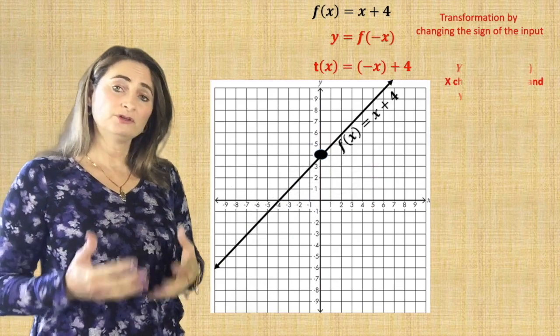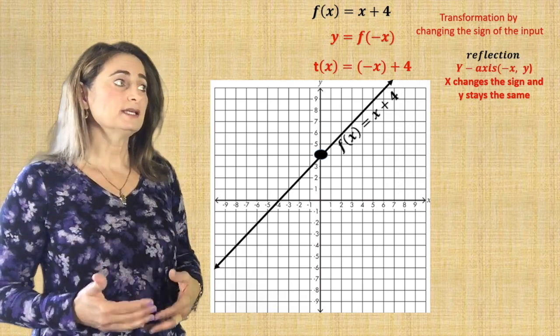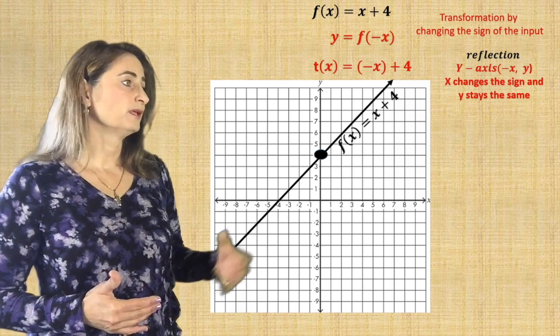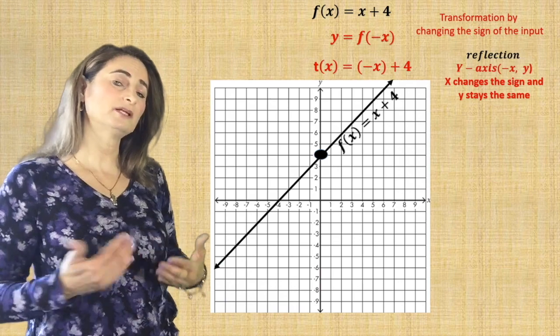Reflection, if you remember, over the y-axis: the y stays the same and the x changes its sign. So since we're changing the x, it's a reflection over the y-axis, but I'll show you that.